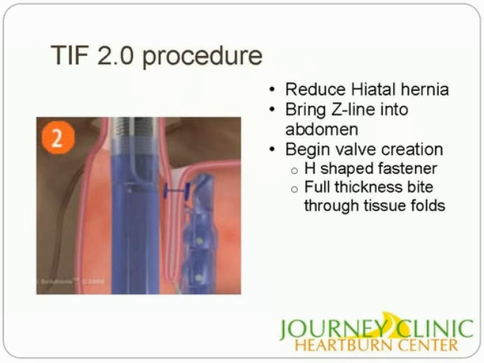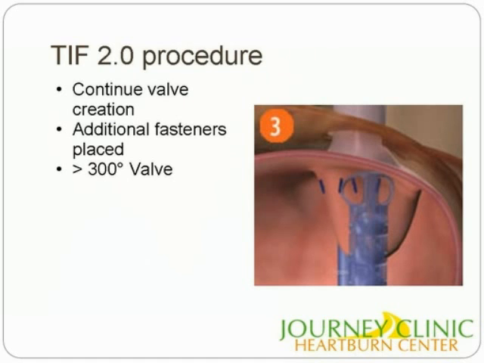These fasteners are full thickness fasteners which pass from one side of the stomach and the esophagus to the other, and they are made of a permanent material, which means that they will be there forever unless removed or passed. The valve creates approximately a 300-degree valve, and this type of valve mimics the valve that was there naturally more closely than with the traditional surgical Nissen fundoplication.